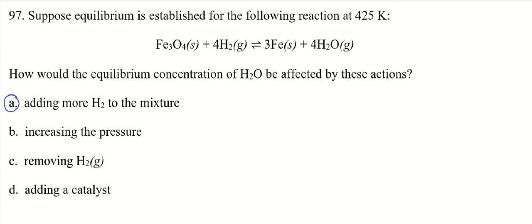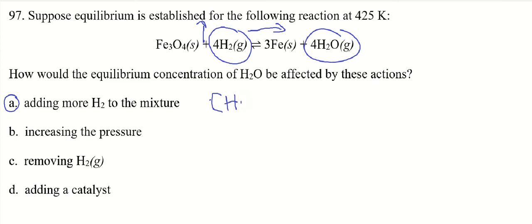Part A, adding more H2. H2 is a reactant. So increasing the concentration of that is going to cause the system to try to undo that change. And it can do that by using it up and forming more products. Right? And since H2O is a product, the concentration of H2O would increase.